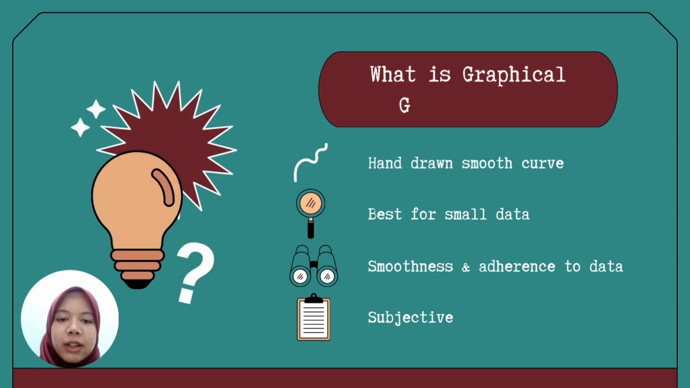Okay, what is a graphical graduation? Graphical graduation is a method where we manually draw a smooth curve through crude mortality data. It's typically used when we have a small data set because more advanced methods may not perform well. The main goal is to balance smoothness with adherence to the actual data. However, since the curve is drawn by hand, the process is subjective and depends heavily on the analyst's judgment.